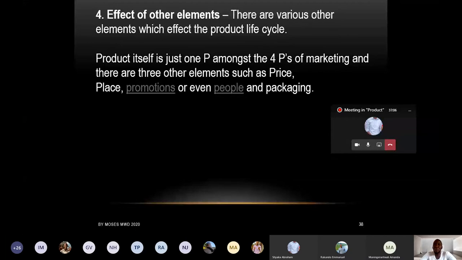The product is very well built, developed and modified. But when the problem is with the other P's, the PLC doesn't take that into consideration. It thinks that sales will always be made every time. But you can find out that the product is okay, but the channel of distribution is not fine, or the promotion methods are not the ideal ones, or the price is not affordable. So when you analyze case studies, don't always narrow your mind to one P. Always think of the other P's and suggest accordingly.